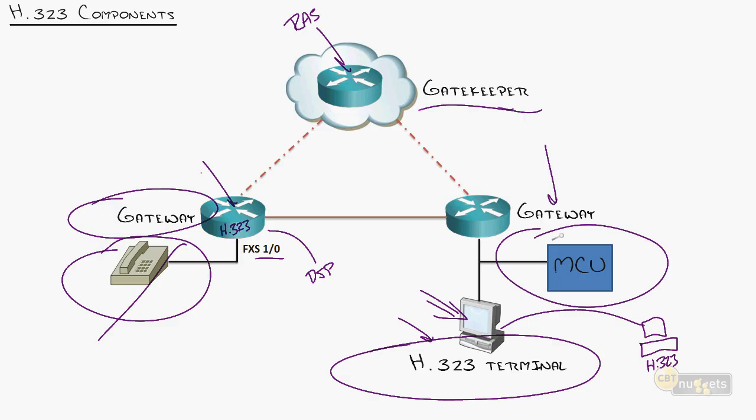MCU, the last industry defined component, is a multi-point control unit. This one is used to do conference calling, where a bunch of signals come together. It could be audio conference calling. It could be video conference calling. But essentially, all the signals come into this device, which can mix all those signals up and send them back out as a unified stream.